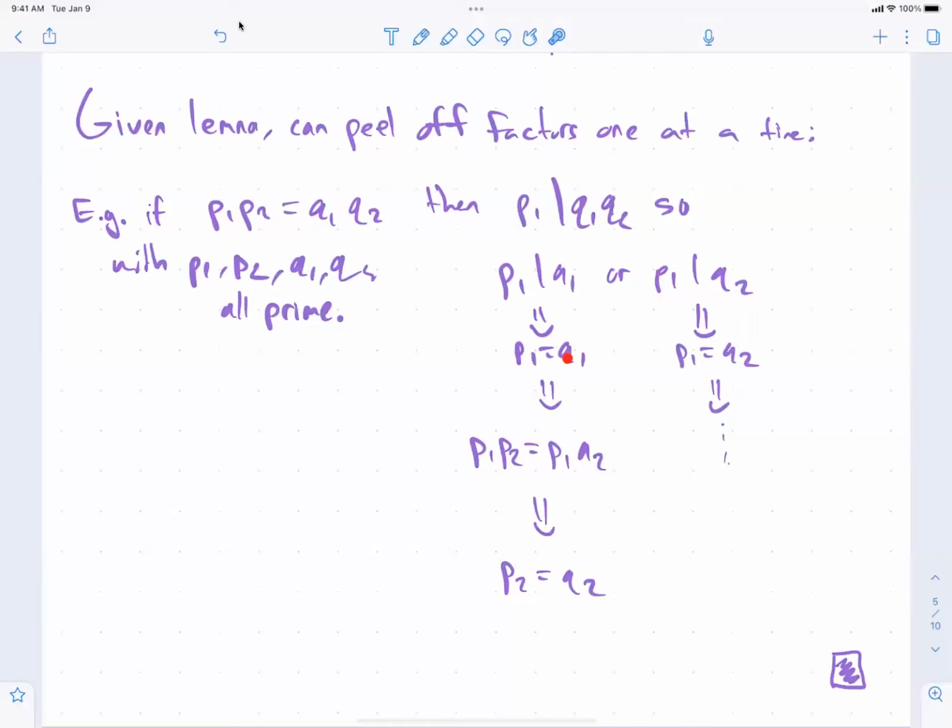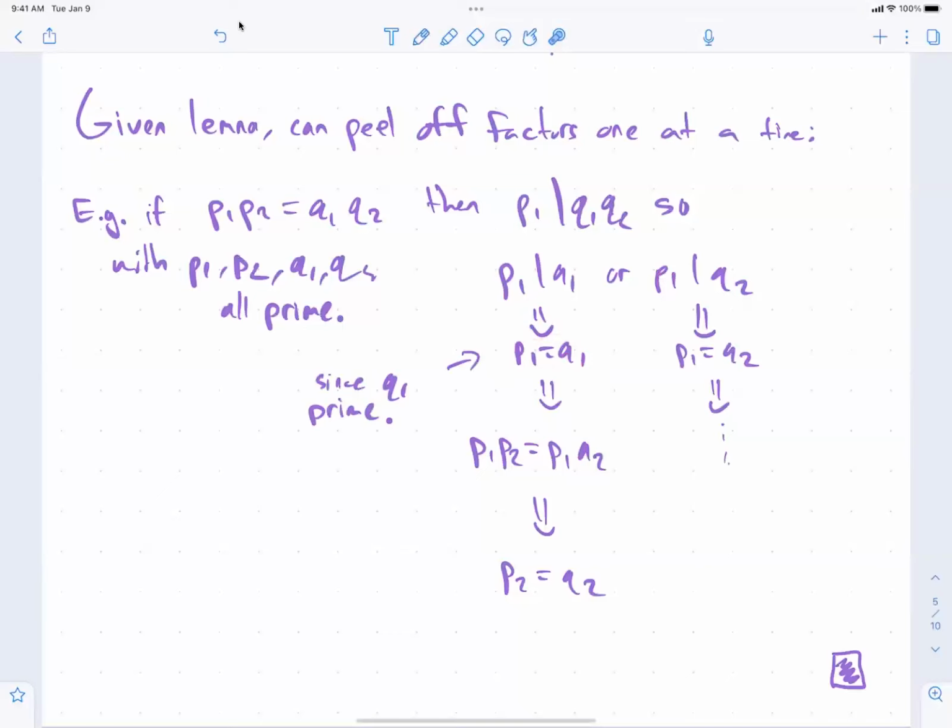Well, if it divides the first factor, then I claim that P1 is actually equal to Q1. And again, that's because Q1 is also prime. So since Q1 is prime, the only factors are itself and 1. P1 is a prime number, so it's not 1. So if it's a factor of Q1, it has to be equal to Q1. Good, so P1 is equal to Q1.